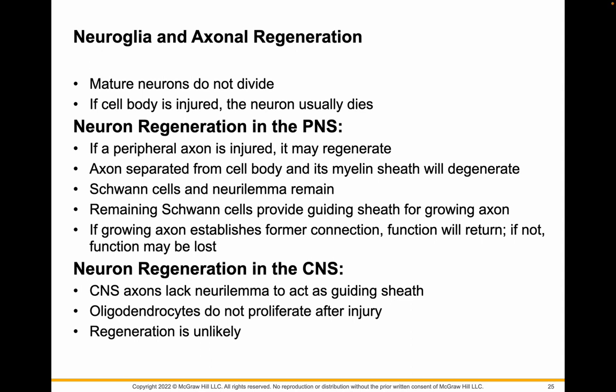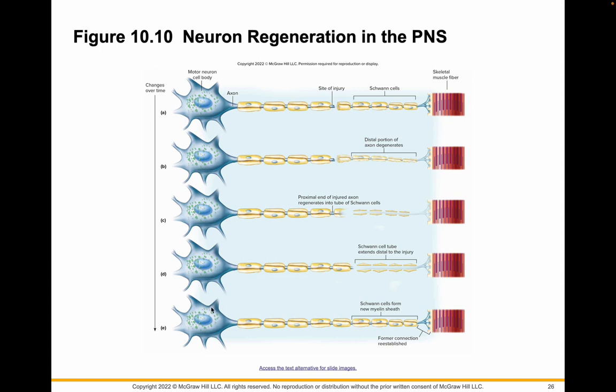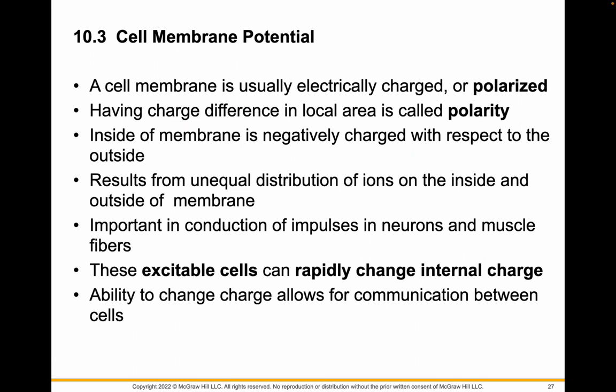Now, there is some neuron regeneration in the peripheral nervous system and in the central nervous system, but you are not going to be held accountable for this information for the test. But this is just showing the site of injury and how it can fix itself. Of course, if you injure this, it's going to die, not regenerate. Okay, let's just keep going.